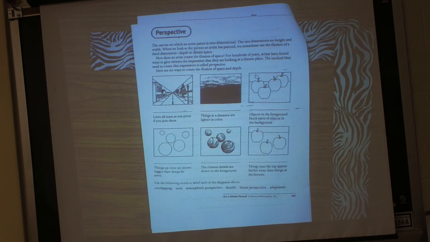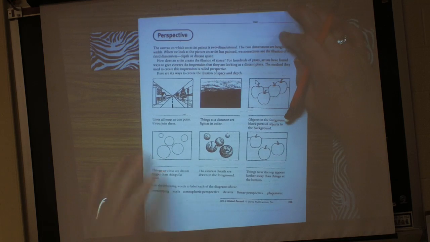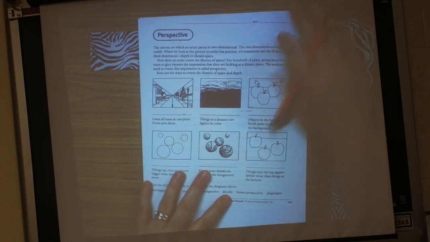Turn to this page in your packet, please. Is everybody there? Yes. Okay. I'm going to read the first part to you, and then you're going to do the bottom part.